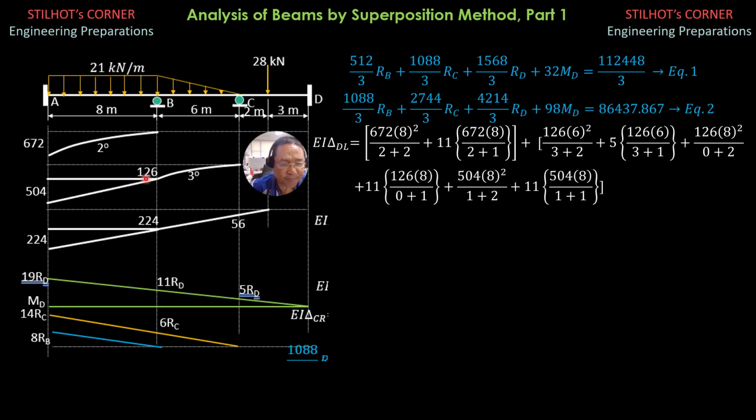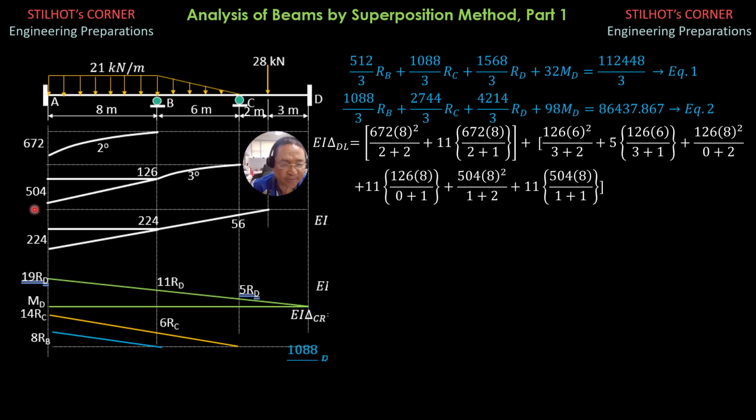Then due to slope, 11 of theta. 11 of 504 times 8 over first degree plus 1. Then due to this loading, let's begin with it, it is only due to this.